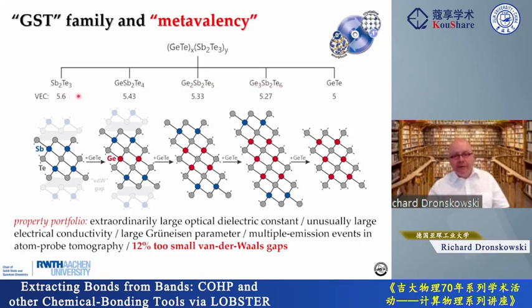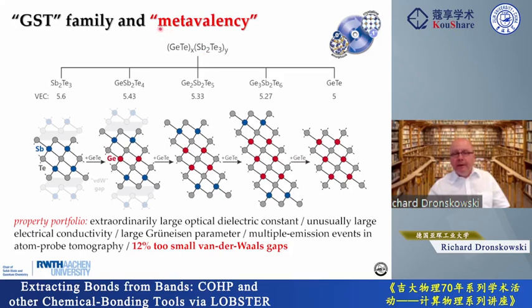And this is the valence electron count that goes down from 5.6 to 5. And you see these are different stacking variants, mixes, solid state mixes between rock salt-like germanium telluride and rock salt-like antimony telluride. Now, these materials, as said before, are used in DVDs. They have an extraordinarily large optical dielectric constant. They have an unusually large electric conductivity. They have a very large Grüneisen parameter. You have multiple emission events in atom probe tomography, and this van der Waals gap is too small by 12%.